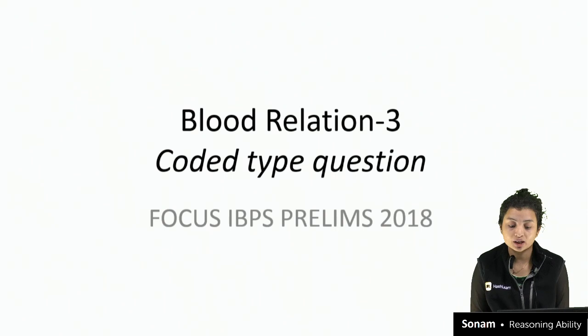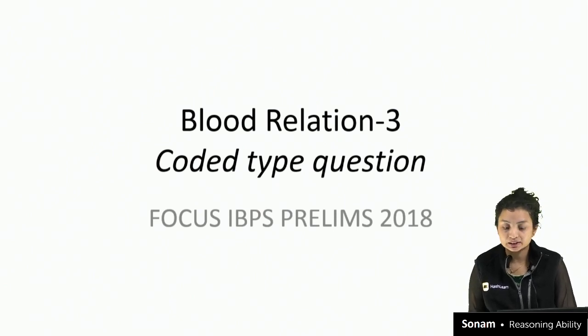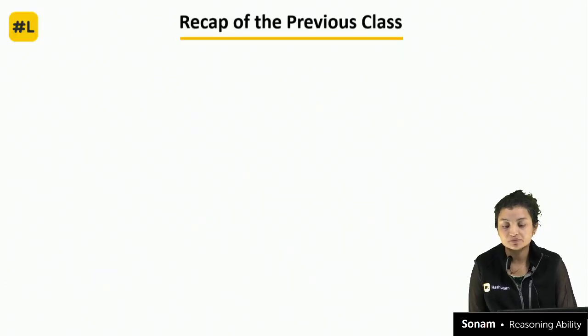So we have done 2 classes on blood relation. The first one was the chain relation questions, the second one was puzzle based, and this is the third one, coded type questions. Alright, so before starting the class, let's quickly have a recap of the previous class, what we have learned in the previous class.